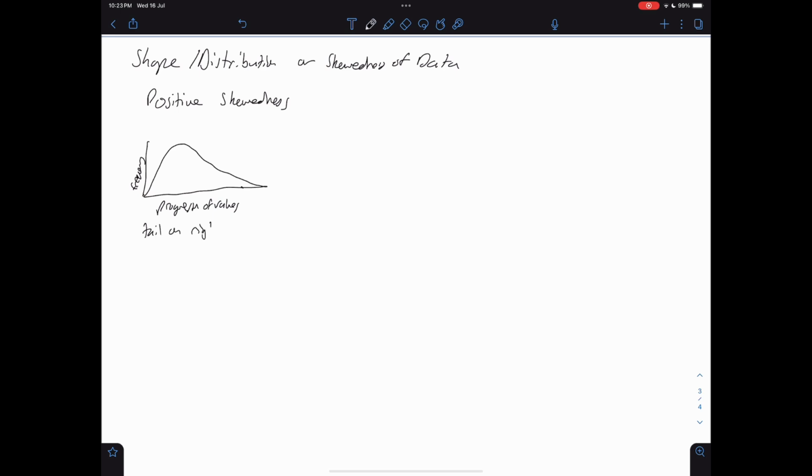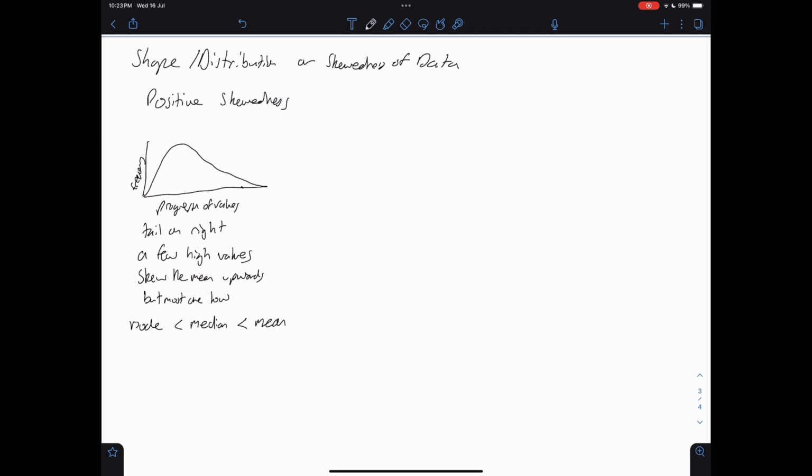And what this is saying is, a few high values skew the mean upwards, but most are low. And so that means your mode is going to be smaller than the median, which is going to be smaller than the mean, because the mean is most affected by extreme values.